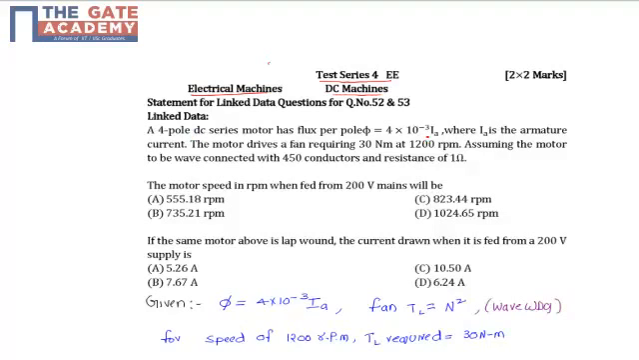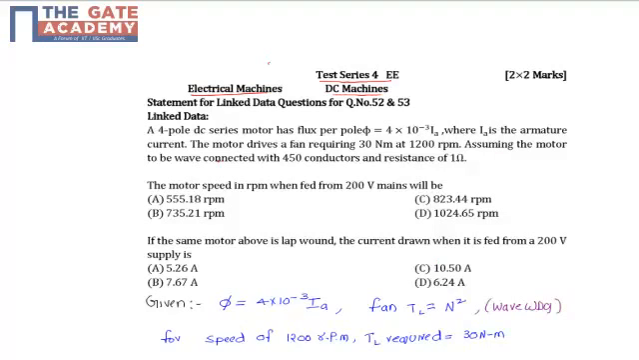4 into 10 power minus 3 IA, where IA is the armature current. The motor drives a fan that has a load torque of 30 Newton meter at 1200 speed RPM.